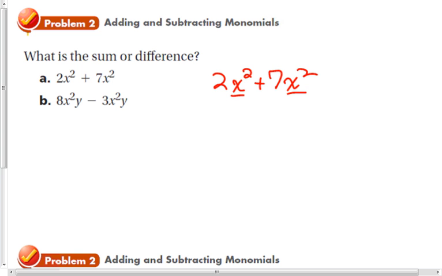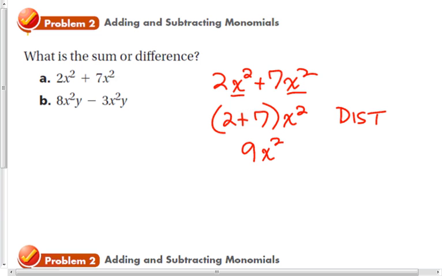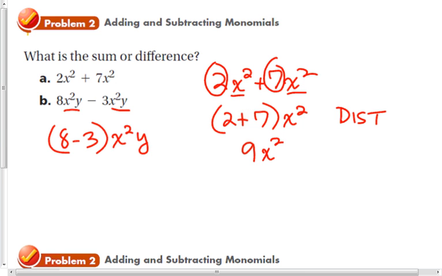So we really could write this as the quantity 2 plus 7 times x squared using the distributive property. And then we could just simplify 2 plus 7, it's 9x squared, and we don't need parentheses anymore. But the shortcut would be just to add the coefficients if you have like terms. So can we have like terms here? We're just going to do 8 minus 3. Think about that, and then times our x squared y, and that's 5x squared y. All right, you try that.